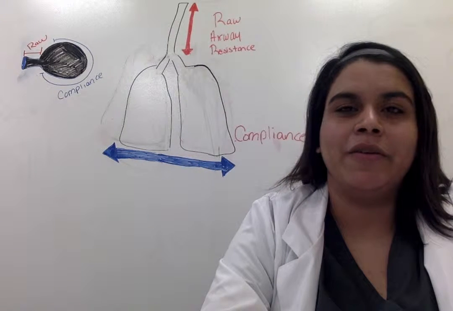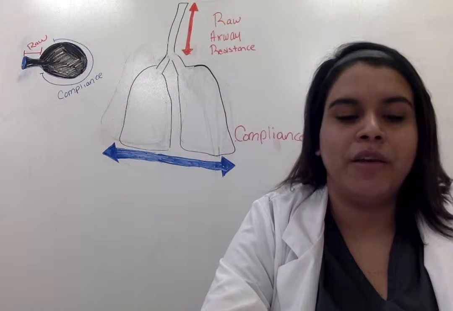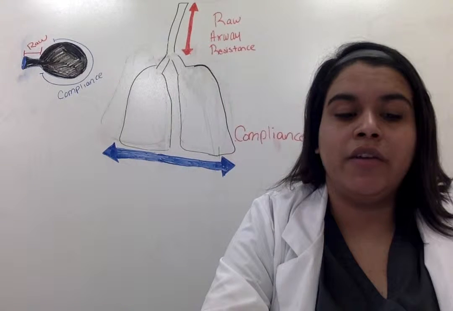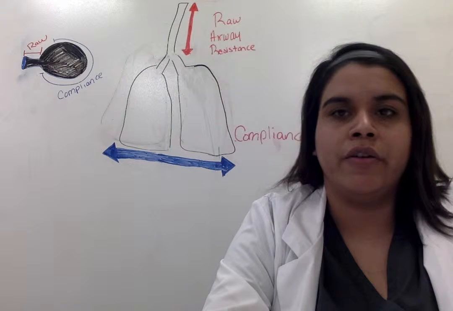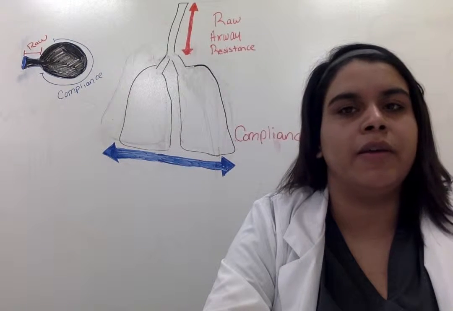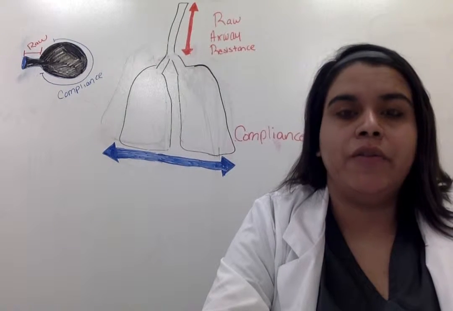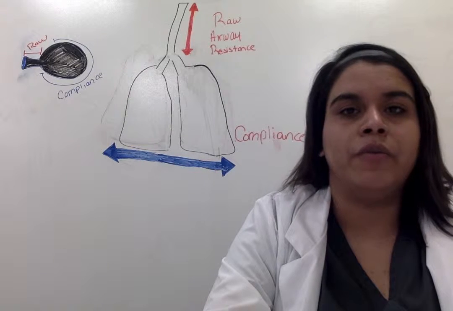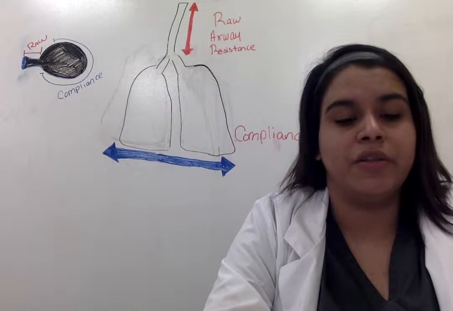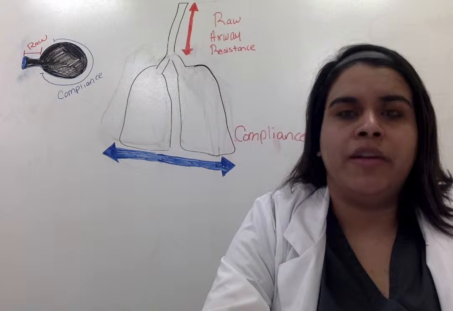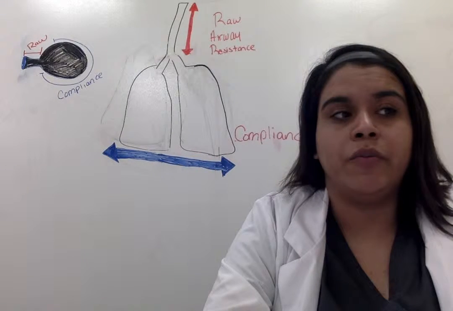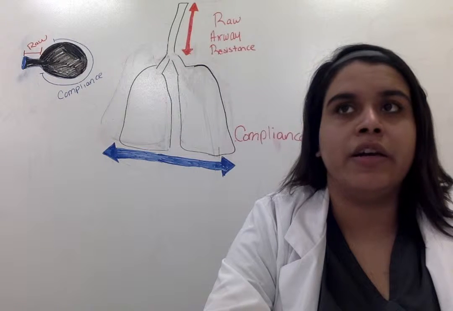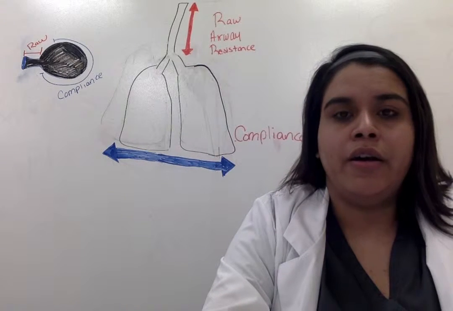I'm here to talk to you about compliance and Raw. Compliance is the ease with which the lungs and thorax can be distended, and how easier or harder it is for it to be expanded. To calculate this, you would find the change in volume over pressure. An example of a clinical manifestation that you would find would be COPD, a patient with chronic bronchitis or emphysema.